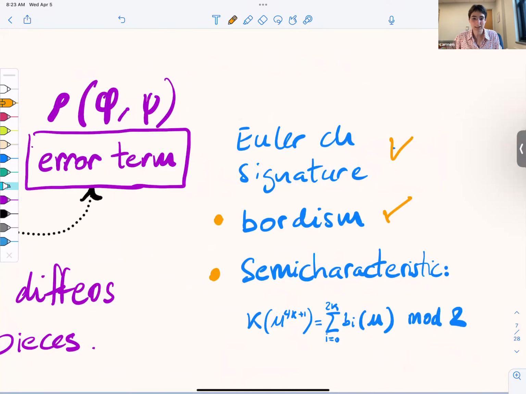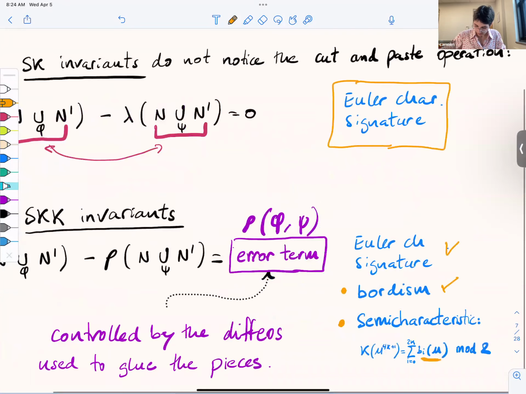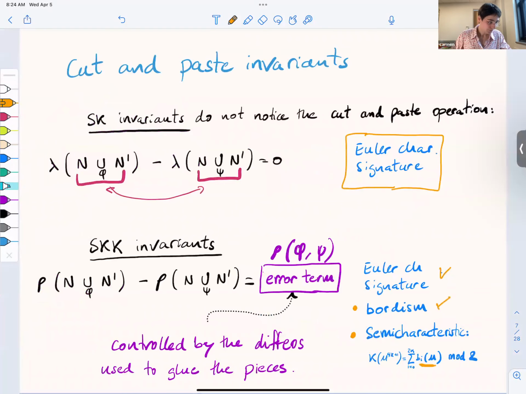The semi-characteristic is an interesting invariant. It's the Euler semi-characteristic, or Kervaire semi-characteristic, and it works as follows. The formula is a little bit similar to the Euler characteristic. You're taking a 4k plus 1 dimensional manifold, adding up your Betti numbers up to the middle dimension, so up to 2k, and taking that sum modulo 2. That's how you compute the Kervaire semi-characteristic. Okay, so those are the invariants.